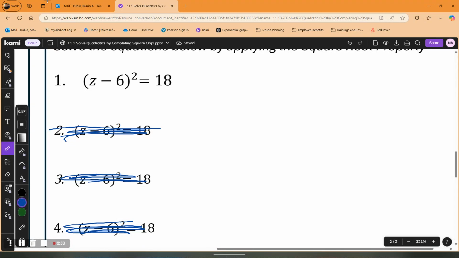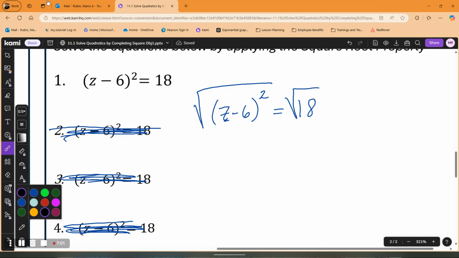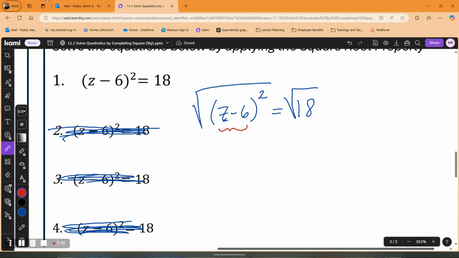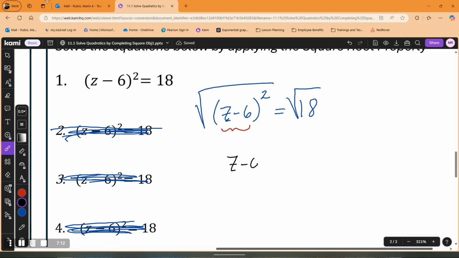So the first thing is, let me rewrite it down here because I kind of messed up. I forgot about this morning. (z minus 6) squared equals 18. Just rewriting the equation. What we're going to do is the square root property says that we got to take the square root of both sides. Now, in the previous examples, it was just one letter, but it also applies to when you have parentheses. So what that means is z minus 6 equals plus or minus the square root of 18. Okay, so that's the first step.